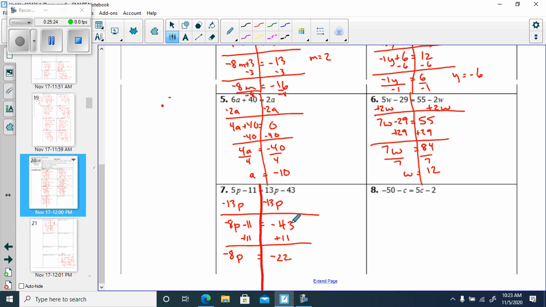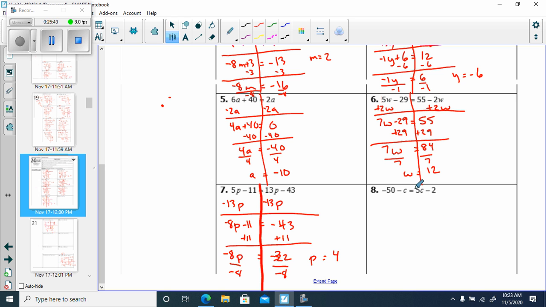Oh, wait, let's see. Negative 43 plus 11 would be negative 32, sorry. 32. Divide both sides by negative 8. And p would be equal to negative 32 divided by negative 8 would be 4.